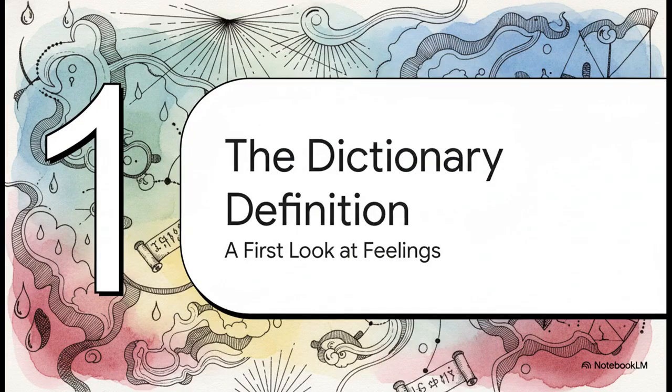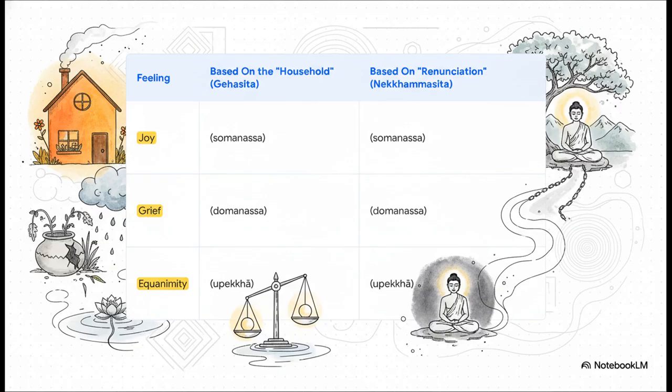Okay, so let's start there with that first layer. This is the basic 101 map of our feelings, straight out of this ancient teaching. So check this out. The text basically says our entire emotional world can be boiled down to 3 core feelings: joy, grief, and this other state called equanimity. But then, and this is the cool part, it splits each of those into 2 totally different flavors. One is called household-based, and the other is called renunciation-based. So you end up with this grid of 6 fundamental emotional states. Super clean, very logical.